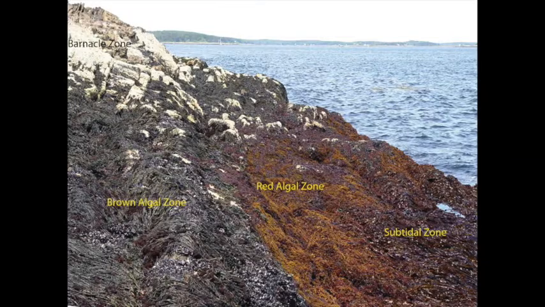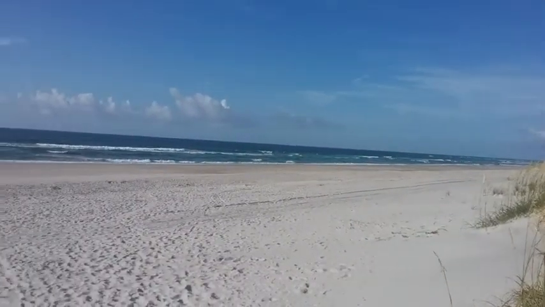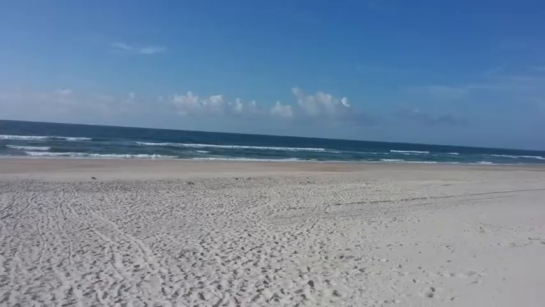The gradients that we just talked about, the abiotic factors, interact to create different zones or patterns of distributions of organisms. It's more obvious in some ecosystems than others. So in rocky shores, it's way more obvious than in sandy shores. And so the causes of this zonation are twofold.